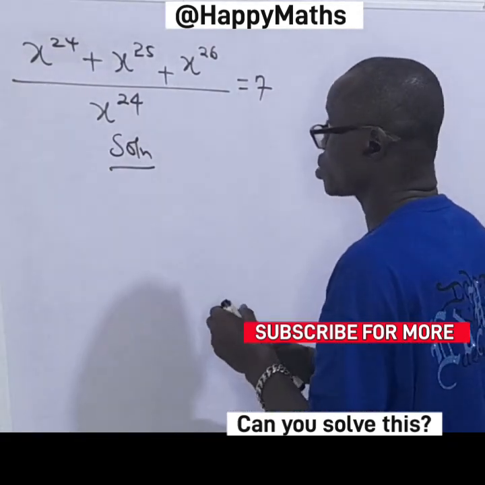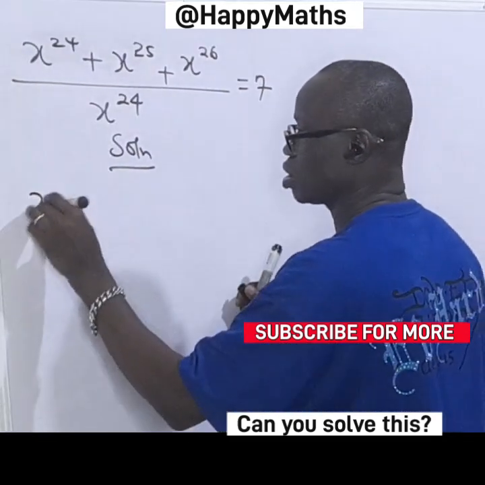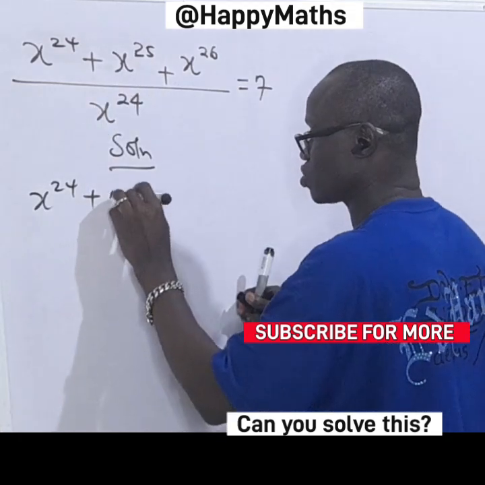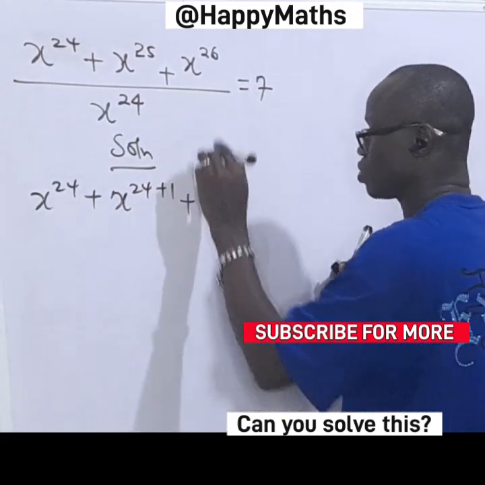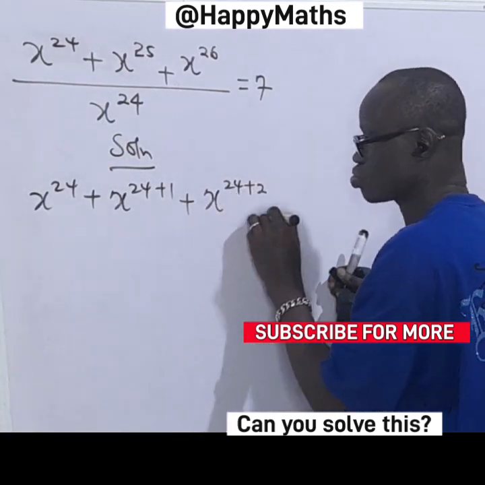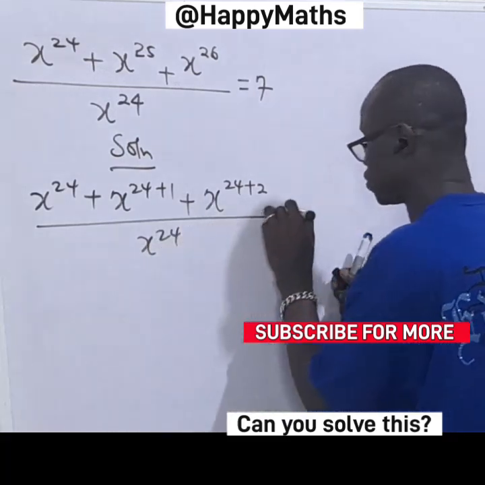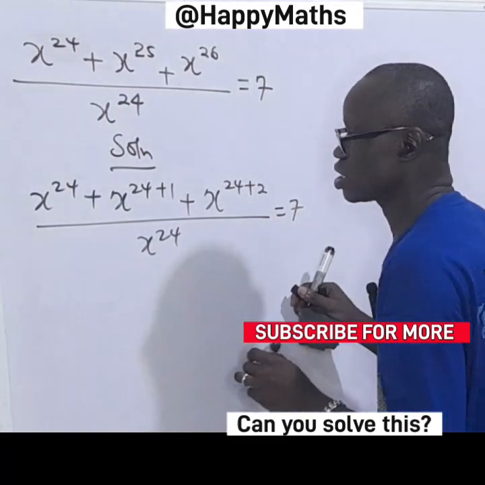Now, since the lowest power we have there is 24, I will split the rest. This will give us S raised to the power of 24 plus S raised to the power of 24 plus 1 plus S raised to the power of 24 plus 2, over S raised to the power of 24, equal to 7.